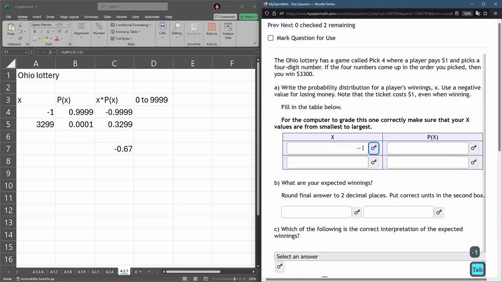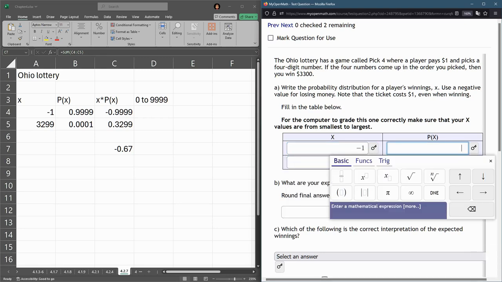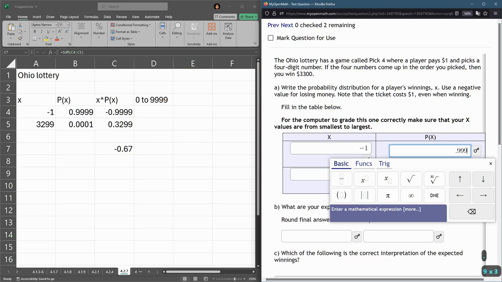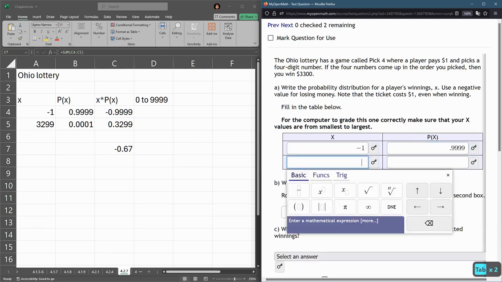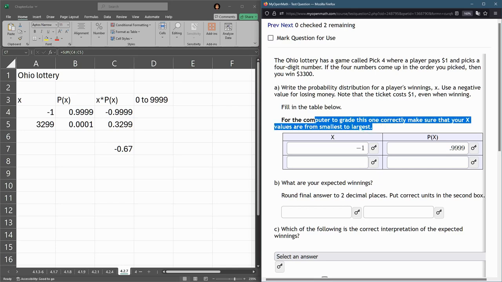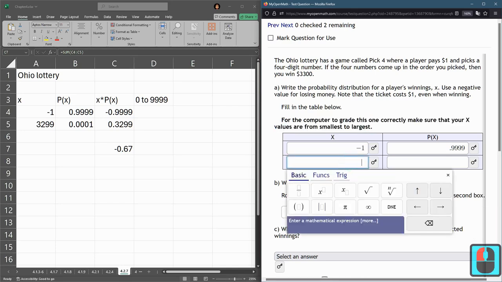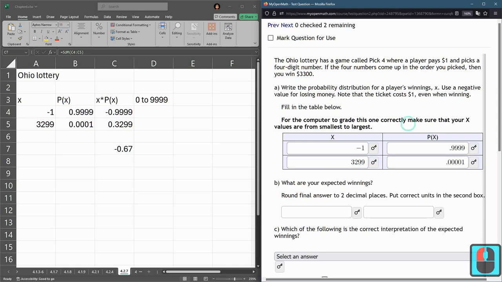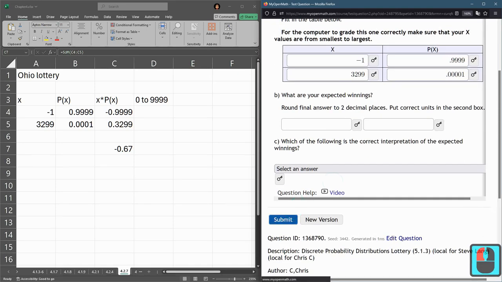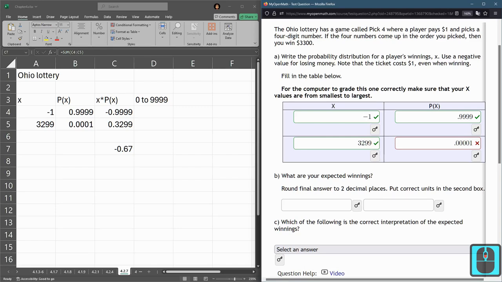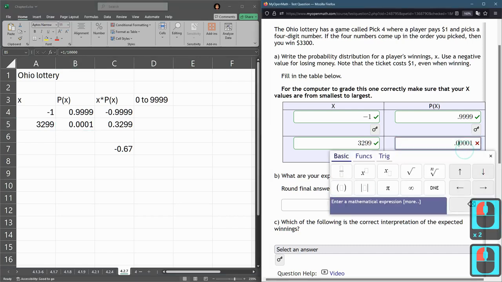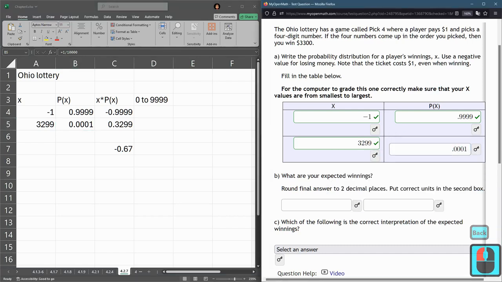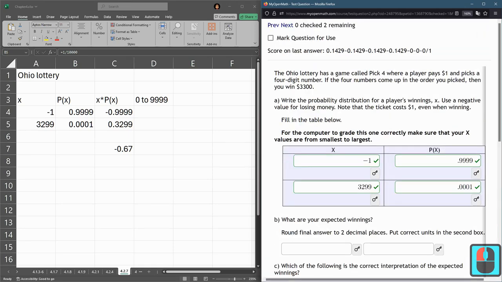So here we have x is negative 1. I'm using tab to get over. P of x is 0.9999. It does say x values smallest to largest. 3,299 and 0.12341. So four zeros and a one. Let's go ahead and hit submit here. Make sure. Oh, look at that. I can't count. Three zeros and a one. Hopefully that's right. It is.